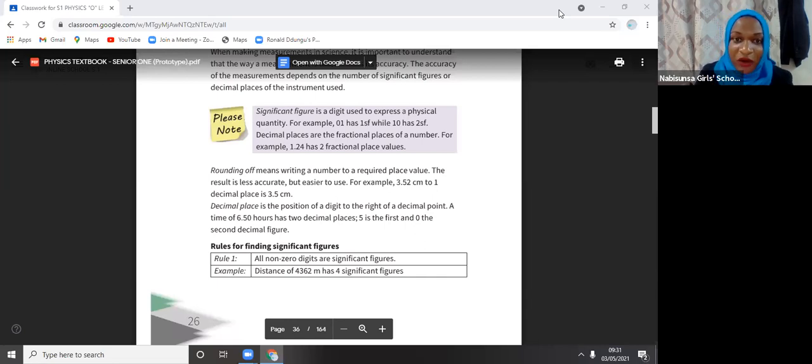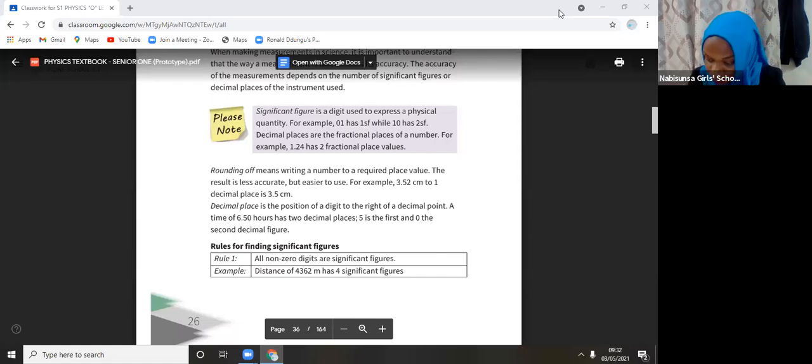They're saying that 126 has 3 significant figures. So it has 1, 2, and 6, and all those are non-zero digits. So we count them as significant figures. Is that okay? So people have understood rule 1. So that is rule 1.